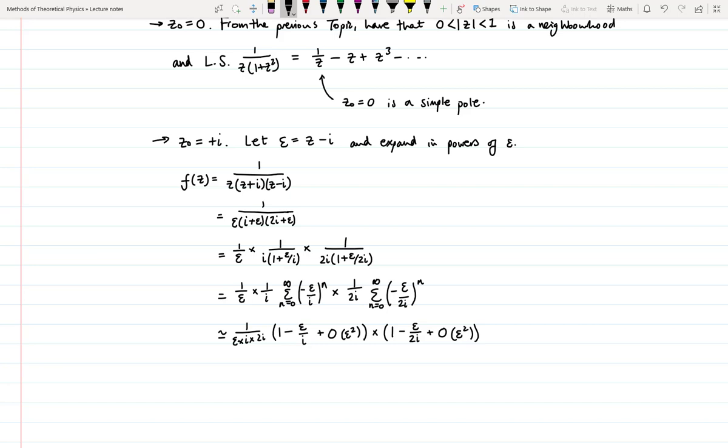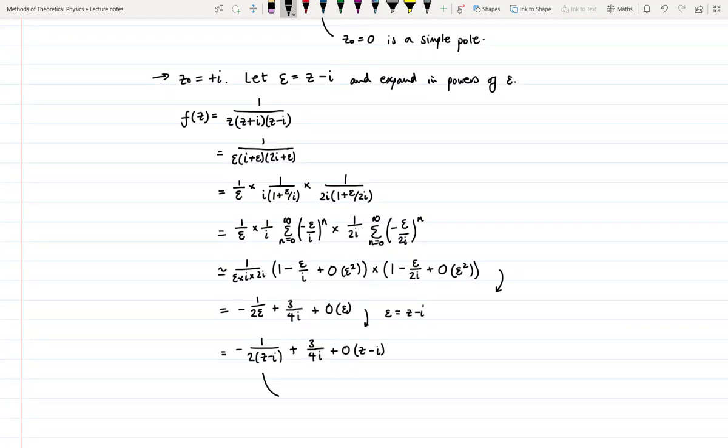Now I'm not going to go through the next step explicitly, but you can then write this as minus 1 over 2 epsilon plus 3 over 4i plus terms of the order epsilon. I encourage you to try this step yourself. Finally, we're going to substitute back in for z. We have that epsilon is z minus i, and so we can write this as minus 1 over 2 lots of z minus i plus 3 over 4i, and then plus terms of the order z minus i.